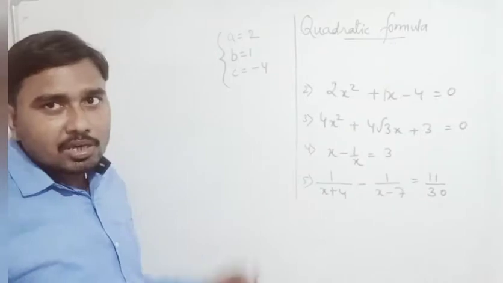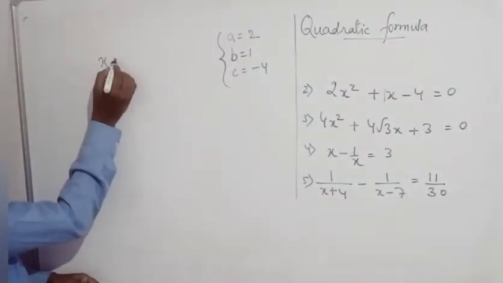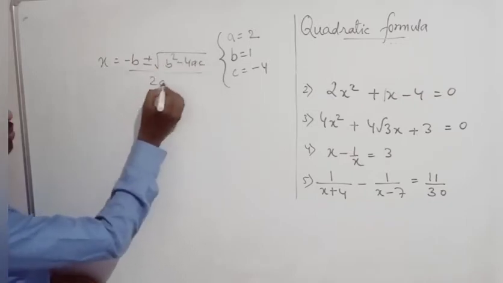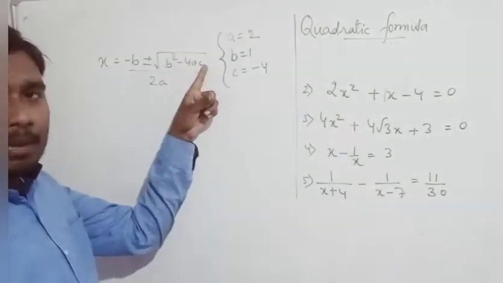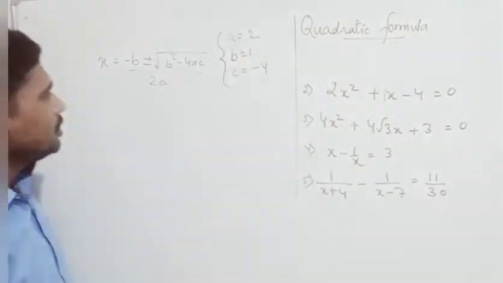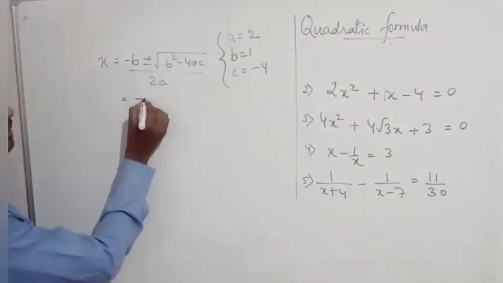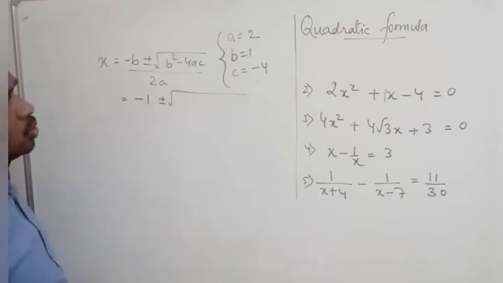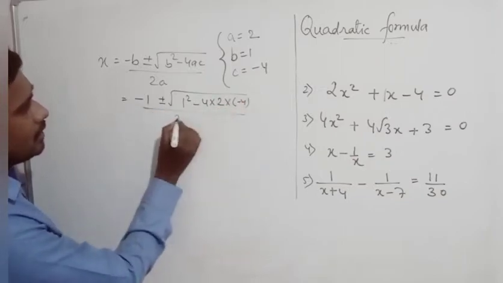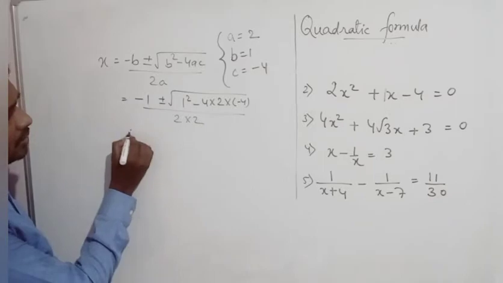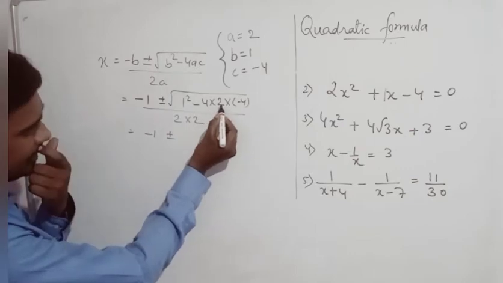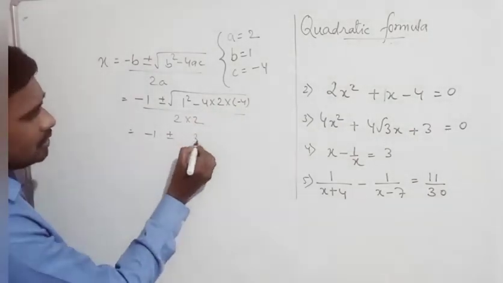Okay. Or directly we can put in the formula, that is x is equal to minus b plus minus root b square minus 4ac by 2a. So you can find the value of d separately, or you can put it in the formula here only. So now put in the formula, minus b means minus 1, plus minus root of b square minus 4 into a into c, by 2 into 2. That is equal to minus 1 plus minus root of 1 plus 4 into 2 into 4, that is 32. 32 and 1 you will get 33.